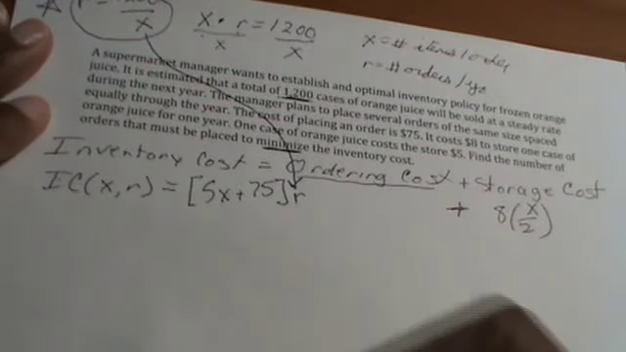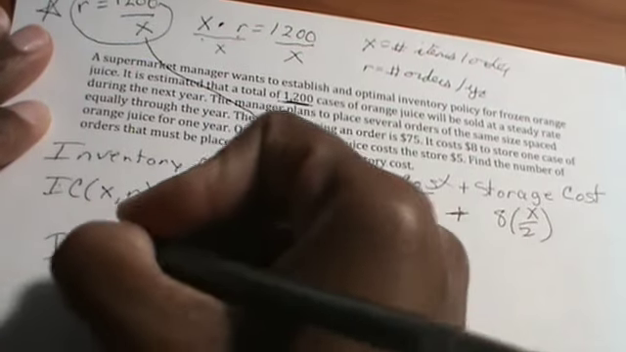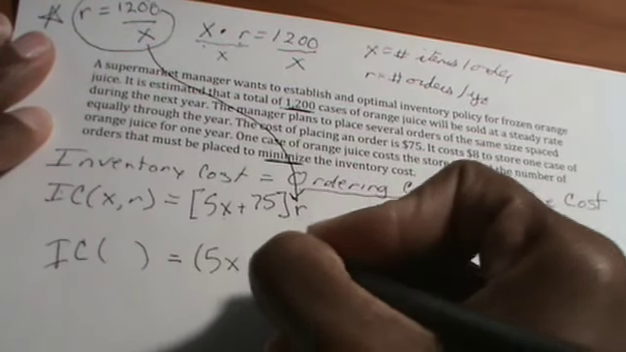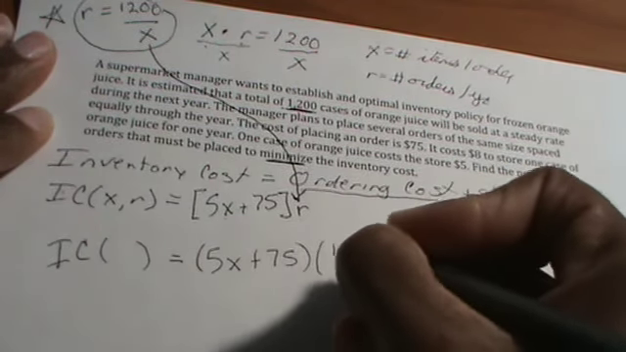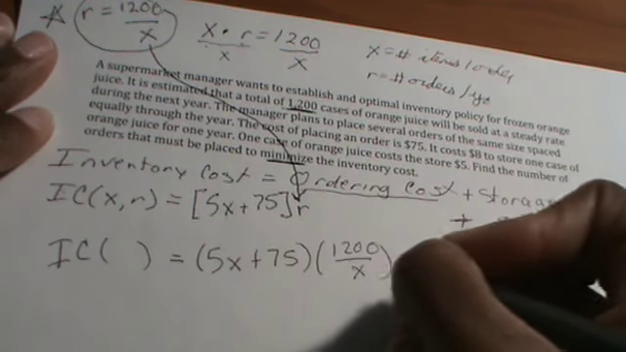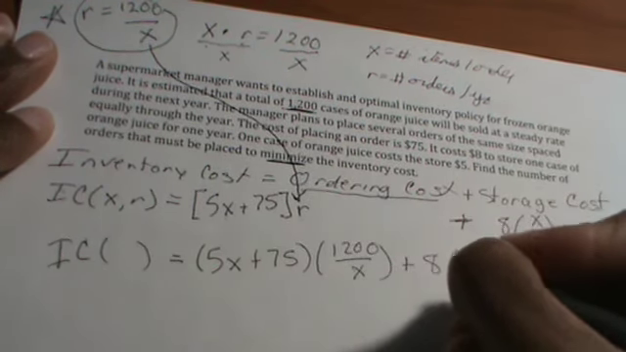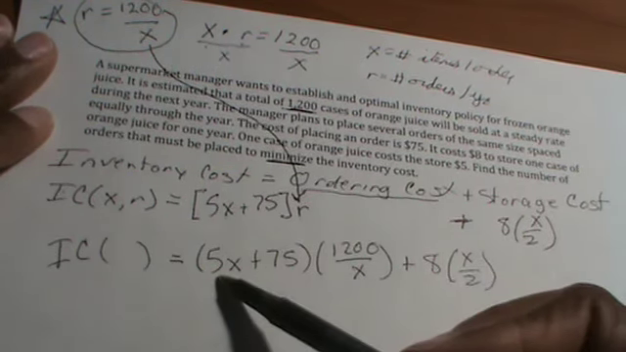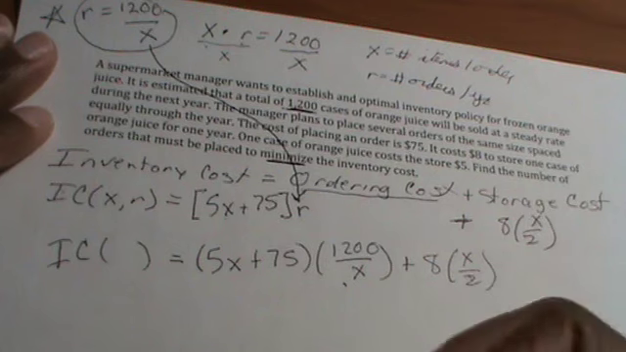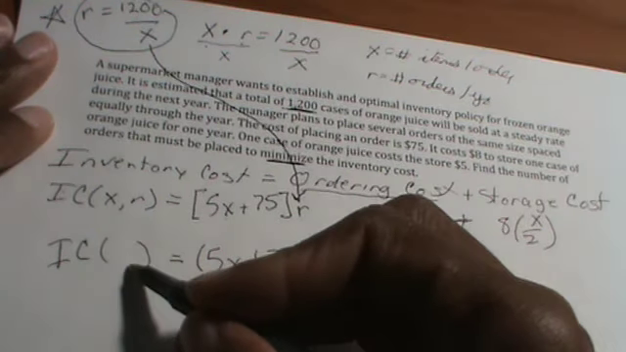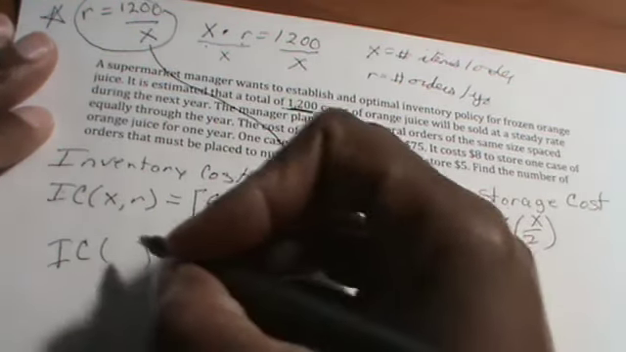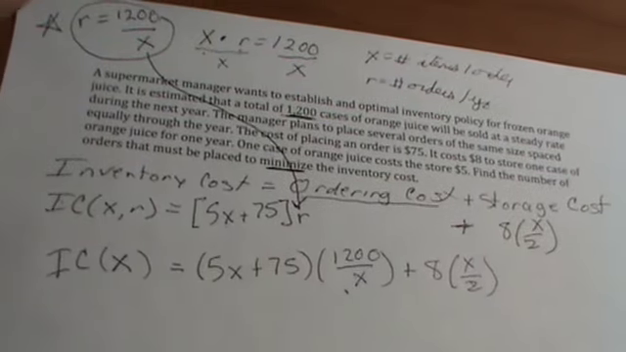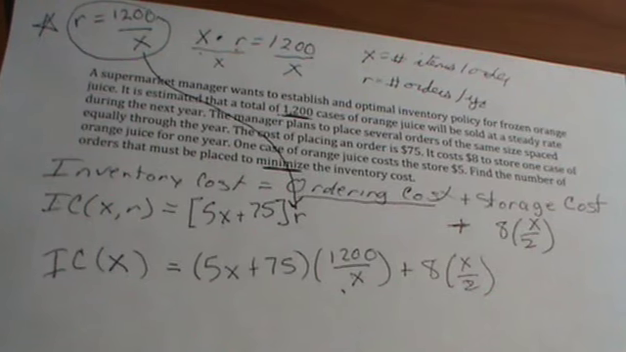Okay, so let's see, IC of something equals 5X plus 75 times 1200 over X plus 8 times X over 2. Now this is important because you'll notice that now I only have X's in here, so I should be able to take the derivative fairly easily, but now I don't have IC of XR, I only have IC of X. All right, so this is really important. This is a crucial point.